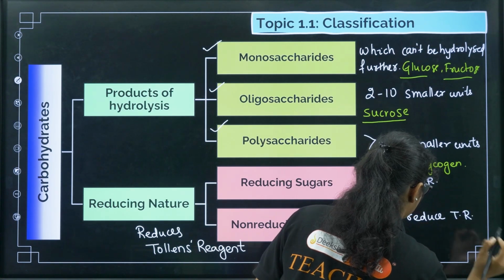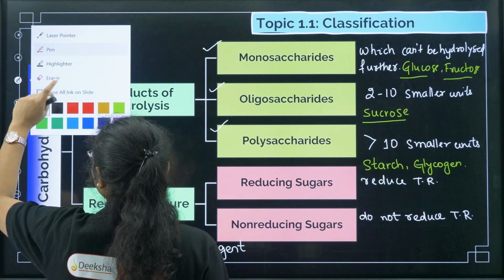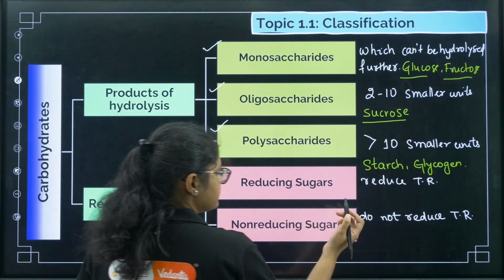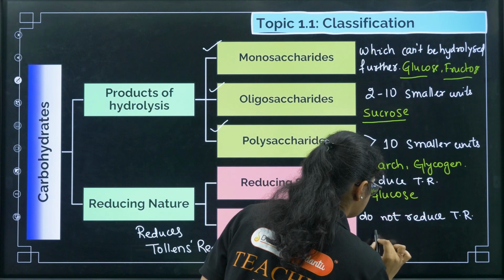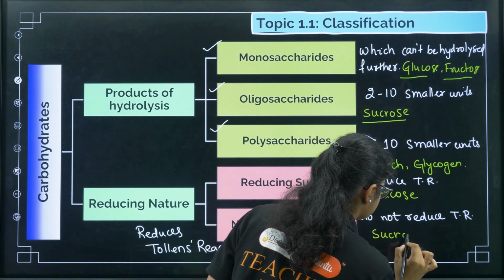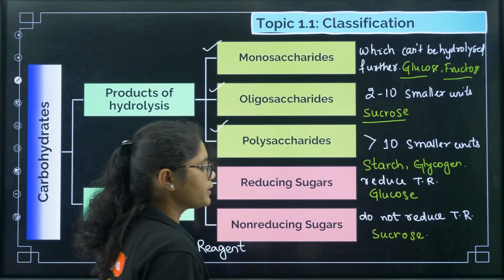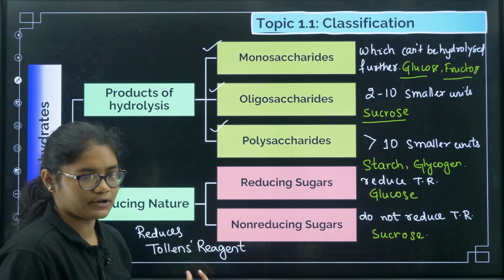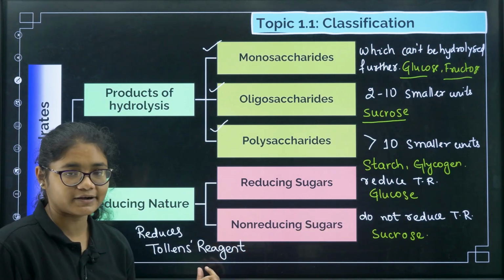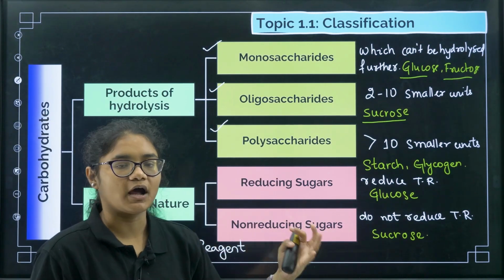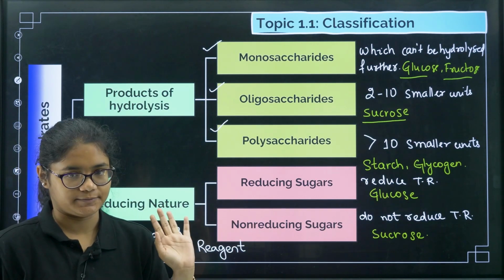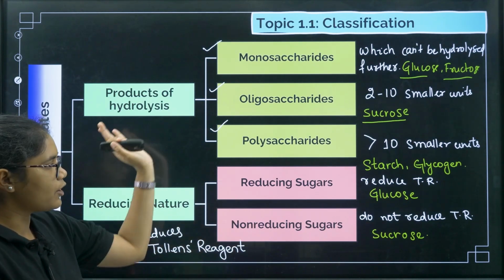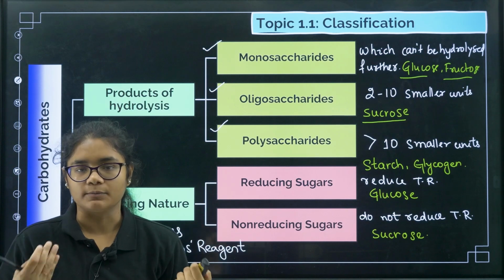Tollens reagent. Okay, now for examples: a reducing sugar example is glucose and a non-reducing sugar example is sucrose. So glucose can react with Tollens reagent, but sucrose will not react with Tollens reagent. So this is how carbohydrates can be classified on the basis of their reducing nature. Clear? Fine. So this is all about the classification of carbohydrates.